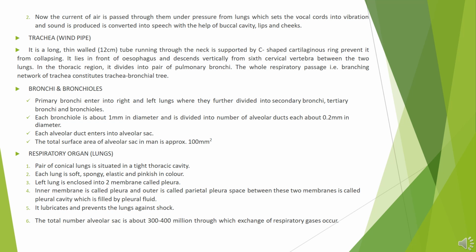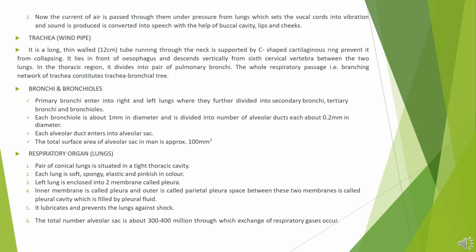Bronchi and bronchioles. Primary bronchi enter into the right and left lungs, where they are further divided into secondary bronchi, tertiary bronchi and bronchioles. Each bronchiole is about 1 mm in diameter and is divided into a number of alveolar ducts, each about 0.2 mm in diameter. Each alveolar duct enters into an alveolar sac. The total surface area of alveolar sacs in man is approximately 100 m2.